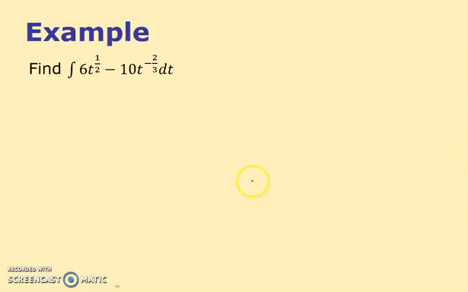But nevertheless, here's another example with these dodgy powers. Now notice it's in t's, so my answer is going to be in t's. Integrate 6t to the half. Now remember the rule, it says add a power to a half. Now if you add a power to a half, you get 1 1/2, which is best written as 3 over 2. But then I have to divide by that 3 over 2. Minus 10t. Now minus 2/3, add 1 to that, you actually get a third.